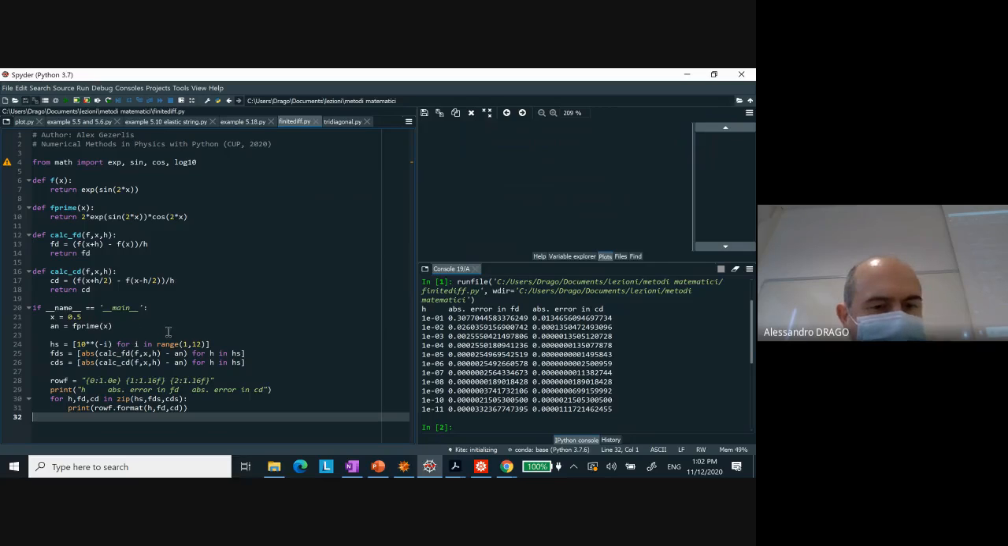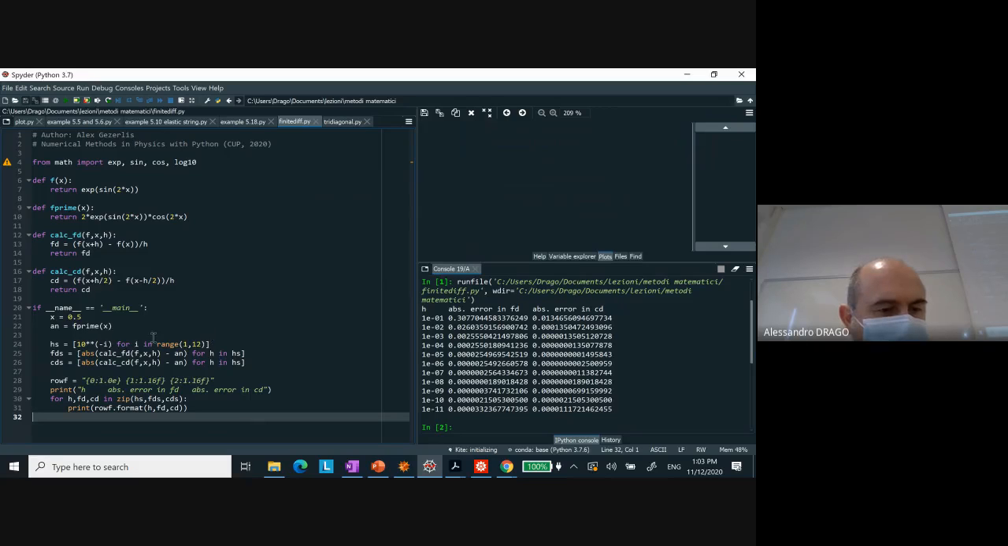Okay, and what you can do is to check what happens if you are reducing the value of h. So you start from 10 to minus 1 down to 10 to minus 12. And what you are doing, you are systematically comparing. You take the absolute value of the difference between this approximation to the derivative and the exact value, this approximation and the exact value. And h is a quantity which is running.